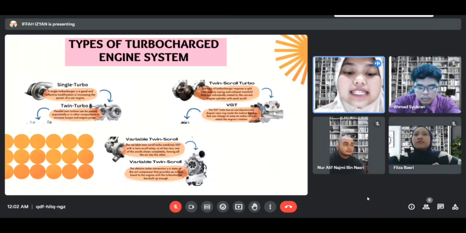And then lastly is electric turbocharger. The electric turbocharger conversion is a state-of-the-art compressor that provides an instant boost to the engine until the turbocharger has wound up enough.